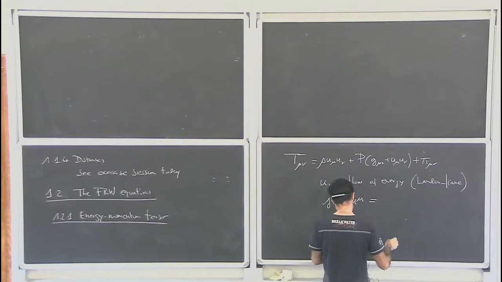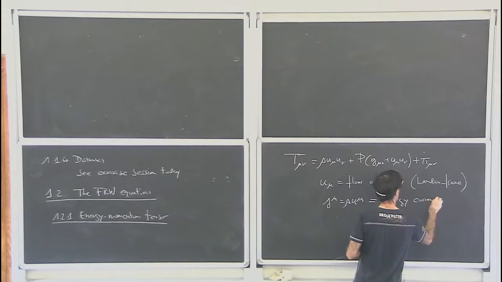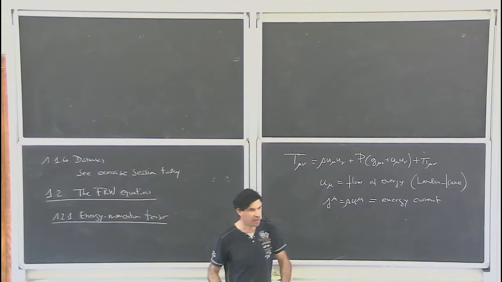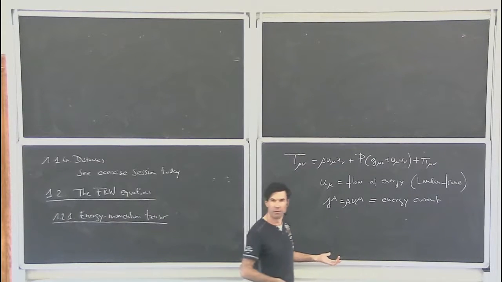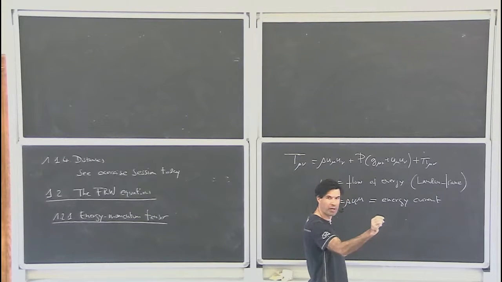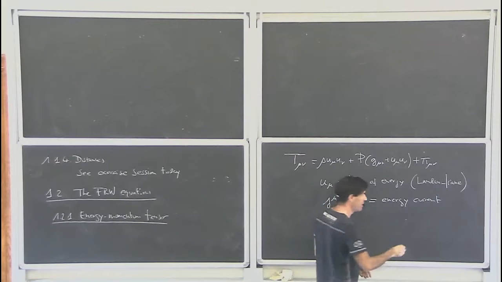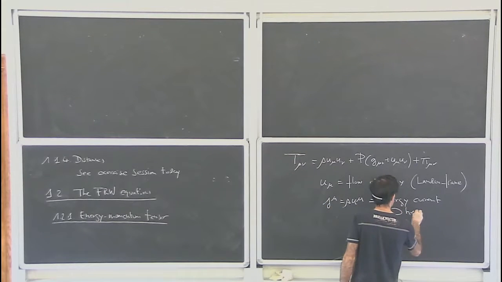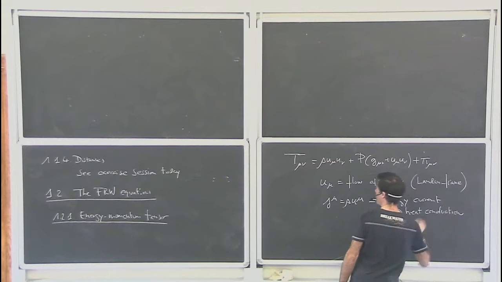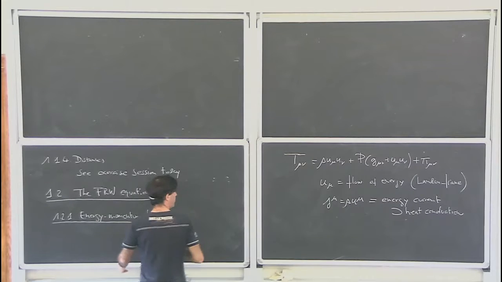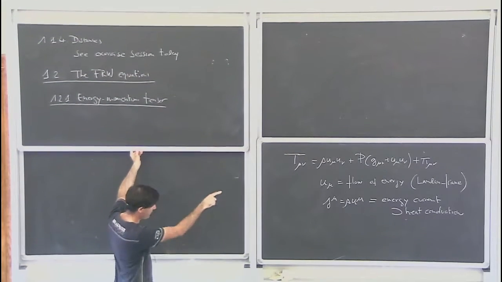This is really the flow of energy, the energy current. This energy current can include all forms of energy flowing, including, for instance, heat conduction. So it's not only particles flowing from one position to another, but it can also be heat conduction, et cetera. So this being said, now let's look at the different pieces here.